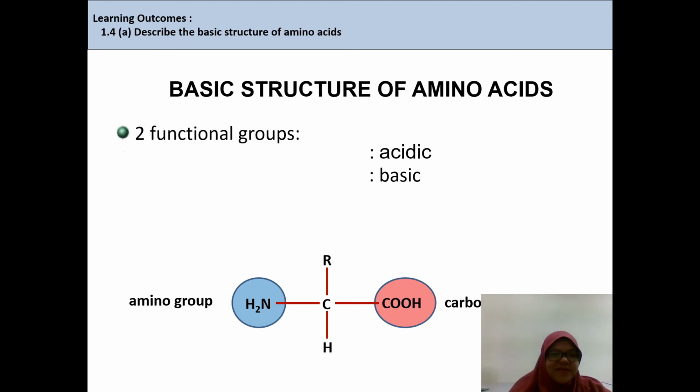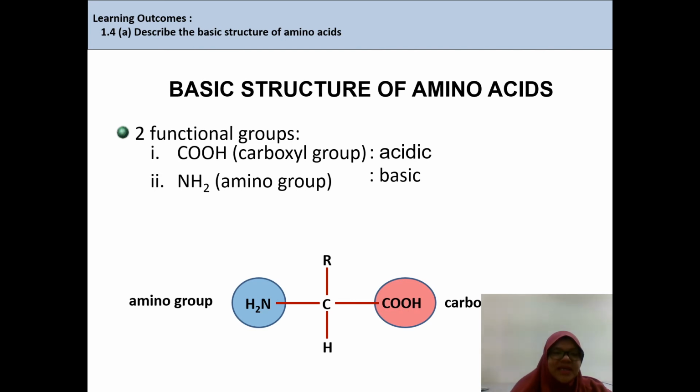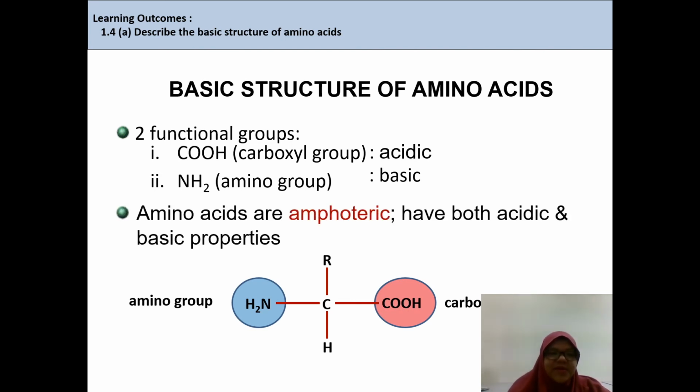The properties of amino acid: amino acids have 2 functional groups, which are the carboxyl group, with acidic properties, and the amino group, NH2, which is a basic group. So amino acids are said to be amphoteric. Amphoteric means that it has both acidic and basic properties.